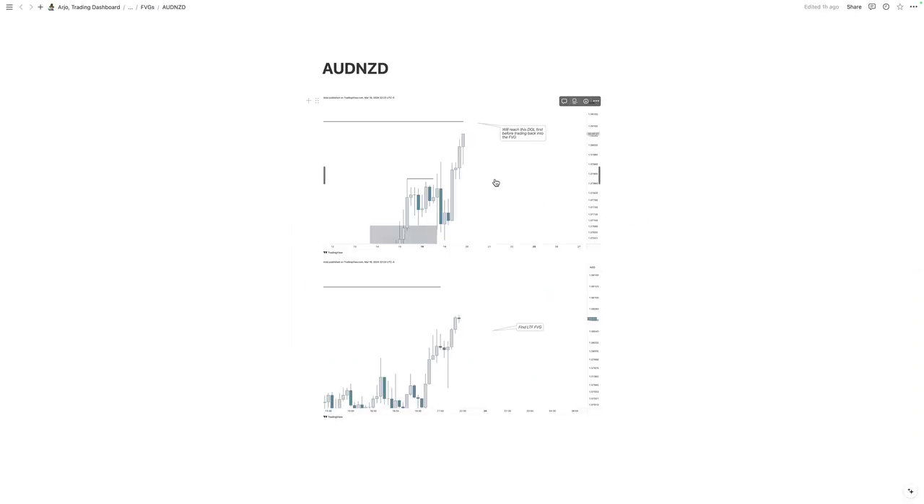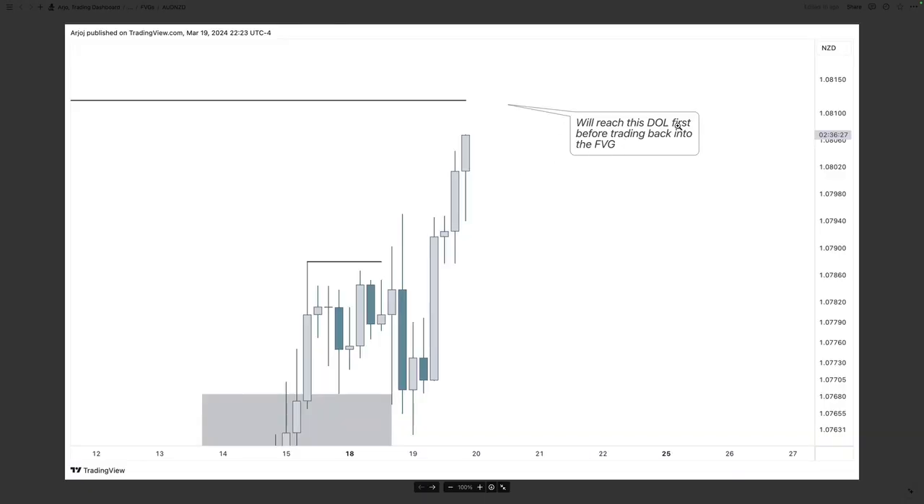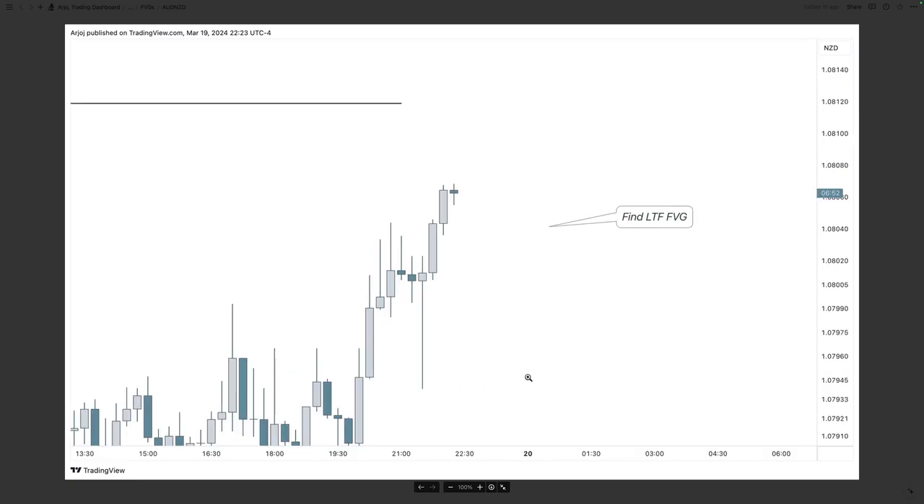Second case study is on Australian dollar, New Zealand dollar right here. And I mentioned we'll reach this draw on liquidity before trading back into the fair value gap. And the fair value gap I'm aiming at is this fair value gap sitting right there. We will not trade back into that. We will first reach that draw on liquidity. Again, that is where we understand, all right, the first candle actually is not too bad a candle, as in we can definitely trade back into that. Then we already expand higher. So whilst expanding higher right there, we see lower time frame fair value gaps and find a lower time frame fair value gap to then continue higher off of that instead.